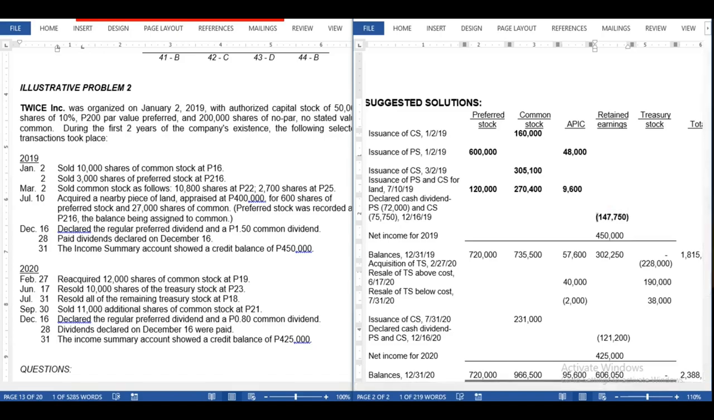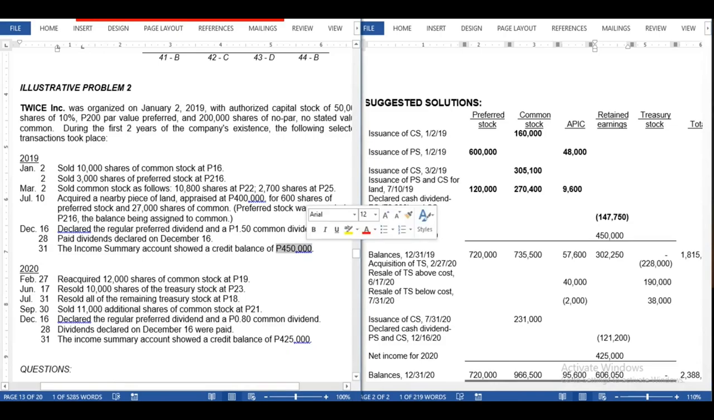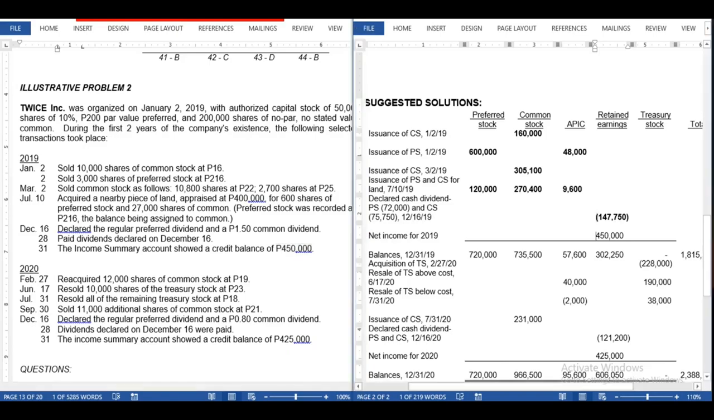And then the last one is the net income. Net income, credit balance for 450. Therefore, a credit balance in income summary means income is greater than expense. So it has net income of 450, and it will be added. Okay? Just foot everything. This is now the beginning balance for 2020, or the ending balance of 2019. Okay? And let's proceed to 2020.